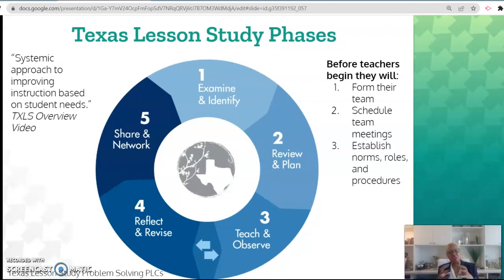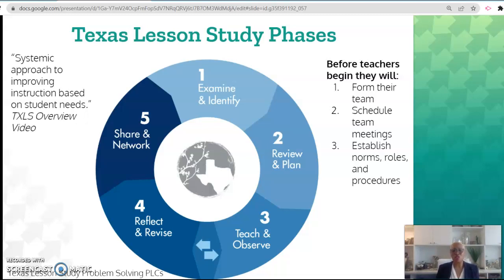It's really 6 if you don't consider the center part, which is before the teachers begin. Before the teachers begin, they will form their team. The teams can consist of 3 to 5 teachers that teach the same grade level or the same content area. With that team, they're determining who the facilitator will be, the note taker, and the timekeeper. These roles can remain the same or they can shift from week to week. It's however that team decides to design that.